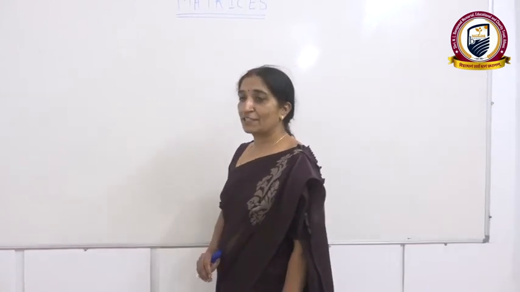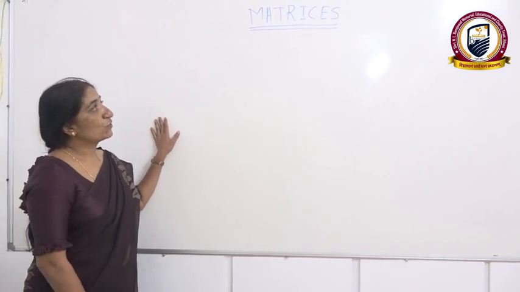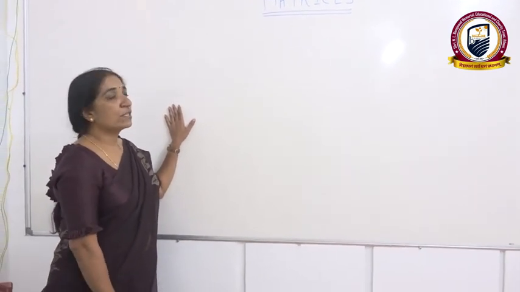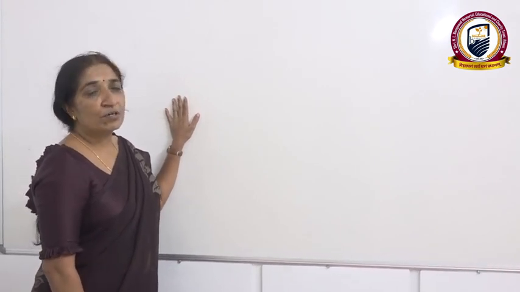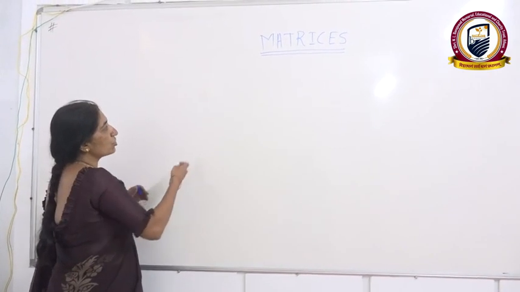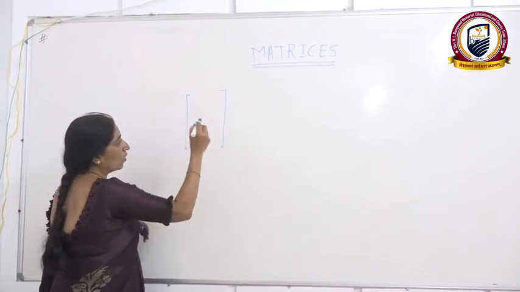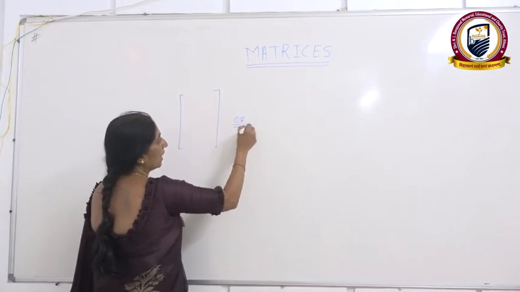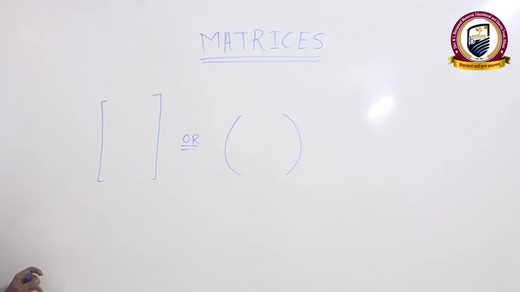So today I am starting with the chapter matrices. Before going to any definitions, I will first explain what a matrix is. If you write a single one, it is called a matrix. If you call more than two or three, it is called matrices. The presentation of matrices is like this, in a square bracket, or you can write like this. After this, we come to the definition.